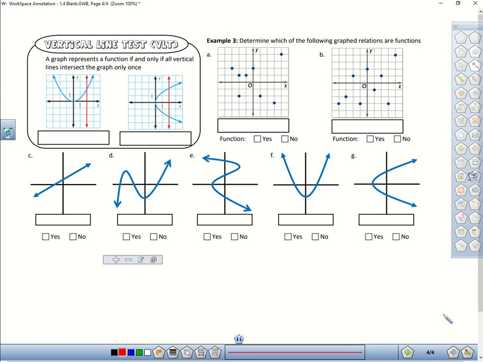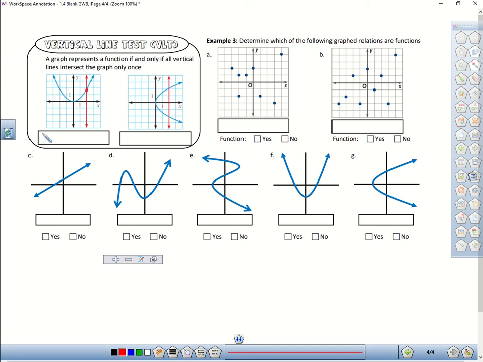Now we're going to talk about the vertical line test. So what we essentially did was we talked about what constitutes a function being a function and not just being a relation. And to view this, the same thing we just did looking at numbers, graphically we use what we call the vertical line test. So the vertical line test is a test that shows if a relation graph is a function. A graph represents a function if and only if all vertical lines intersect the graph only once.